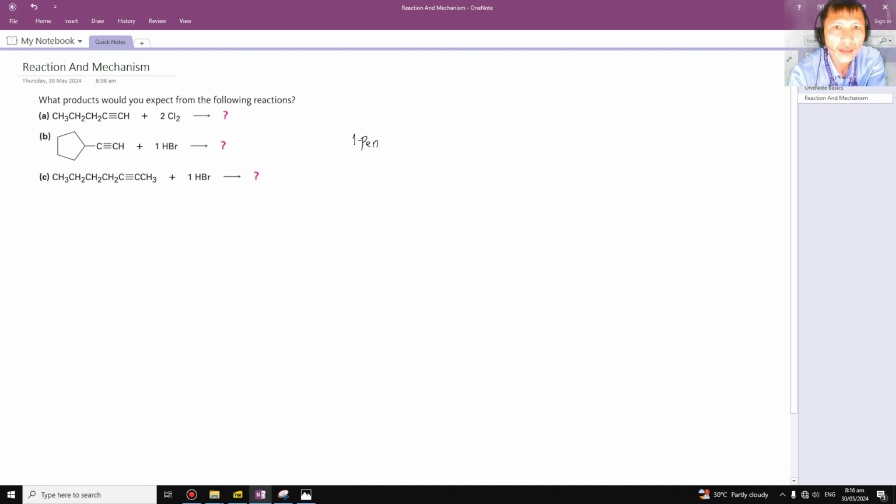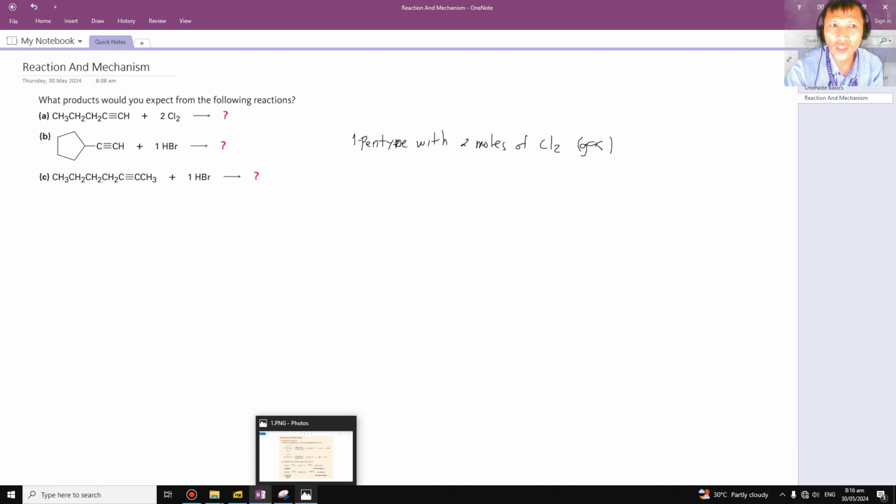What is the reaction of 1-pentyne with 2 moles of chlorine gas? Halogens are usually gases. So you react an organic compound with chlorine gas. I'm not expecting you to memorize all those chemical reactions. Therefore, we go to the cheat sheet, and the only objective here is for you to know how to use the cheat sheet. So we will open the cheat sheet.